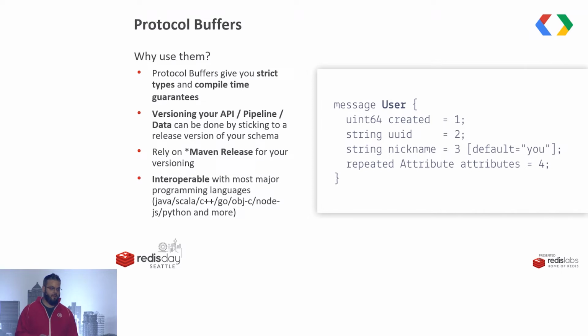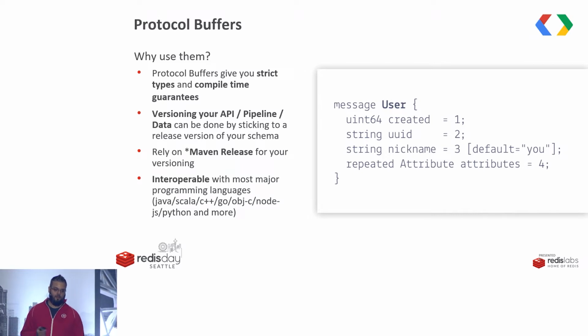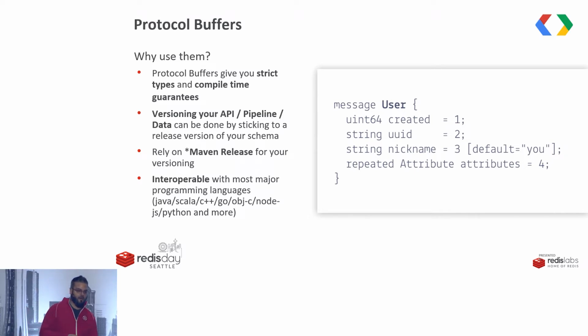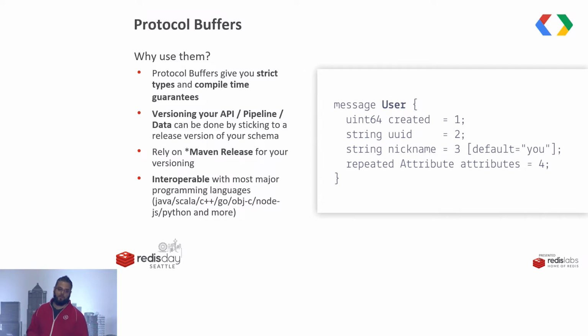So protocol buffers give you strict types and compile time guarantees. At Twilio, we actually take all of our protocol buffers, and the same way that you'd write an external library for your Java, your Scala, your Python, et cetera, you have unit tests. So for our data, we unit test our data. That means that when we change our data, we don't have to worry about some downstream system we didn't think about not actually working when we release a new version of an internal API or an external API.